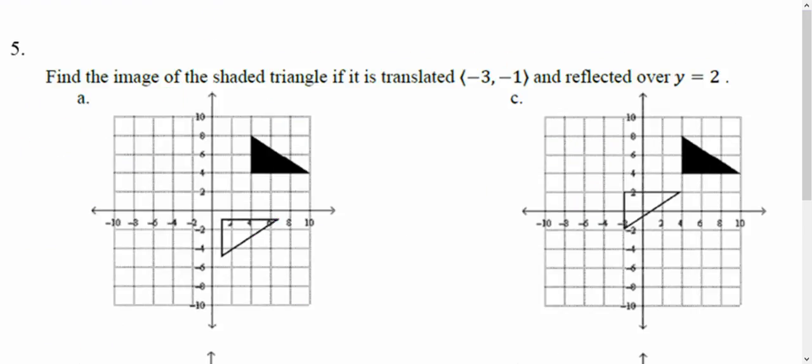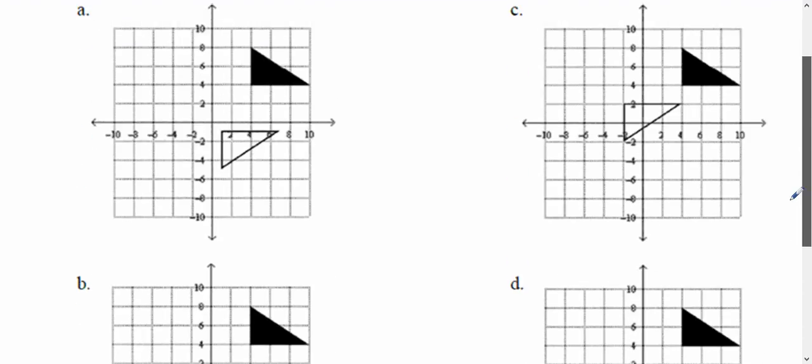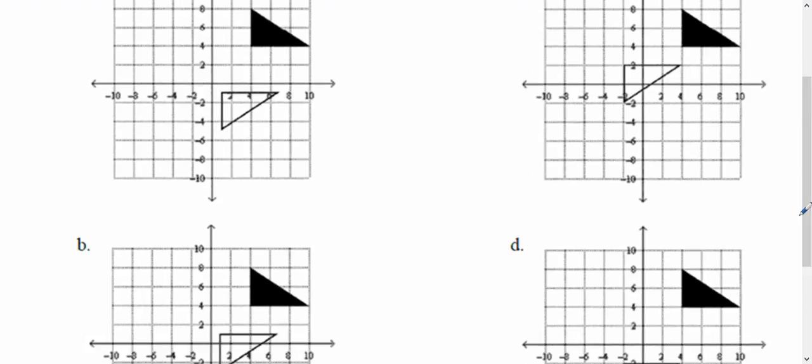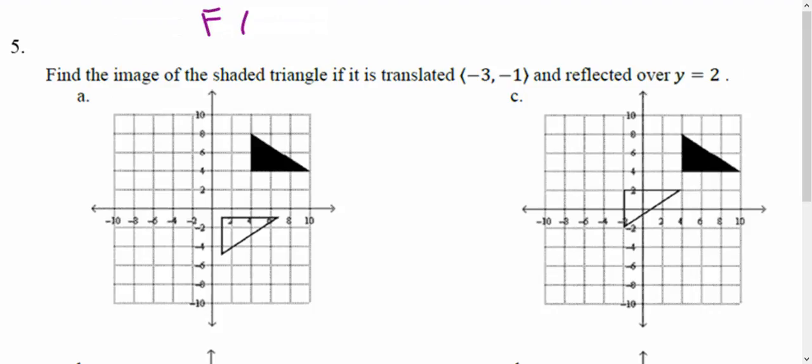This question comes from Framework 1. Find the image of the shaded triangle if it's translated (negative 3, negative 1) and reflected over y equals 2. So you can see that the shaded triangle in all 4 of these starts in the same place. We just need to figure out where the white triangle ends up. Which one has the white triangle in the right spot? So take the shaded triangle, translate it (negative 3, negative 1).